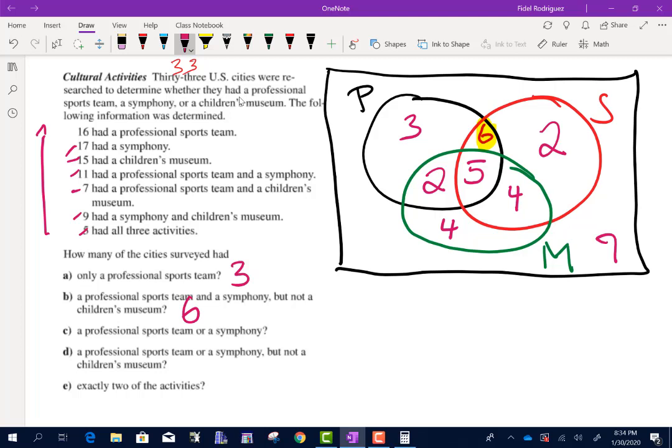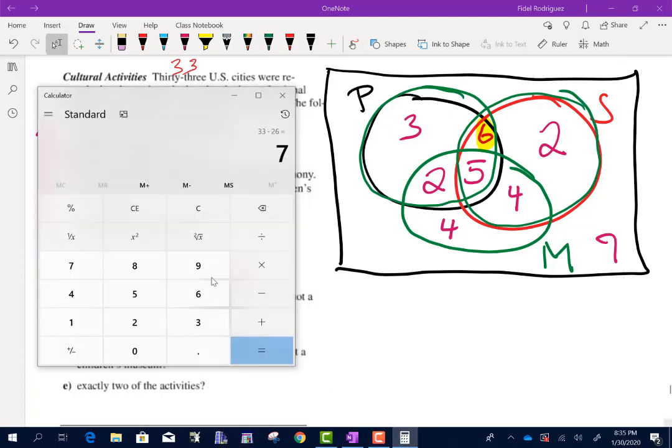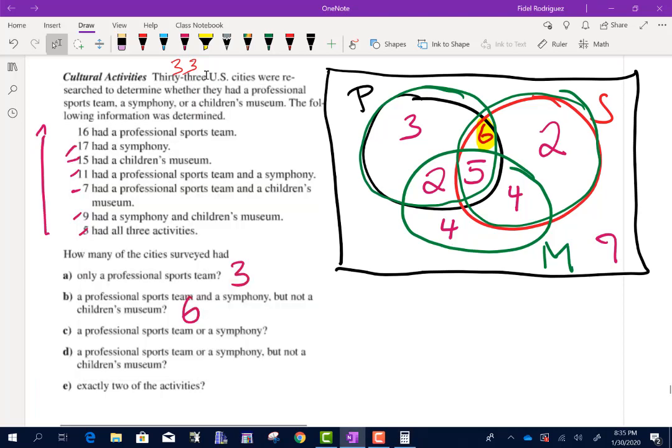Okay. Now look at the next one. It says a professional sports team or a symphony. Okay, so what does that mean? We want everybody inside this professional sports team. We want everybody inside the symphony. So I'm going to take those two circles, guys, and I'm going to add all those numbers up, okay? So I'm going to take 3 plus 2 plus 6 plus 5 plus 2 plus 4. Everybody inside those 2 circles, that's going to give me 22. Okay? So let me write that here, 22.